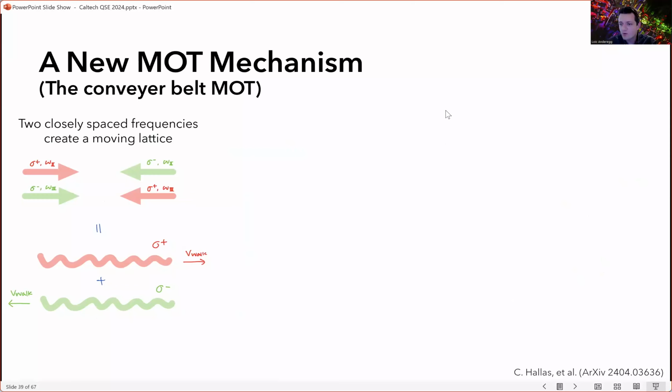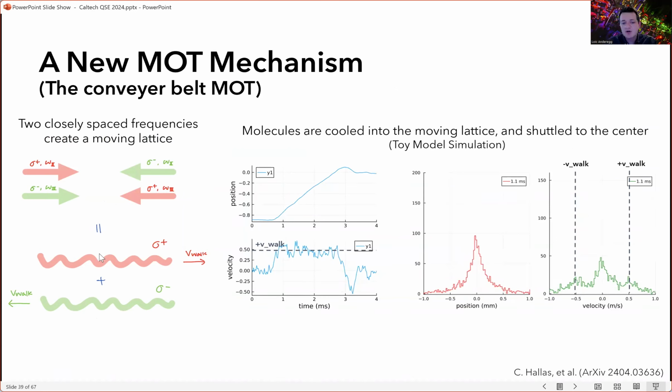You might wonder what's going on with this third frequency. Why does this work? The basic idea is that this third frequency interferes with the other frequencies we have, and it creates a lattice potential. Because there are 2 frequencies, this lattice potential has a difference in frequency, and this causes the lattice to move, with one polarization to the left and one polarization to the right. And what happens is we laser cool the molecules into the moving frame of this lattice. They're then shuttled to the center of the magneto-optical trap and dropped off.